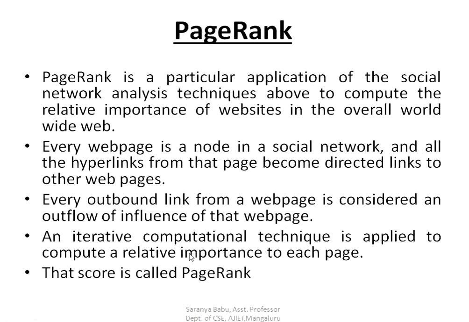So an iterative computational technique is applied to compute a relative importance for each page. Fine. That score is called the page rank. Is it clear? That score is called the page rank.